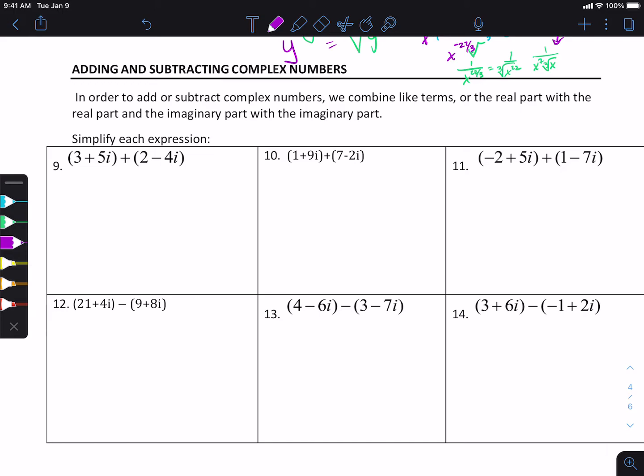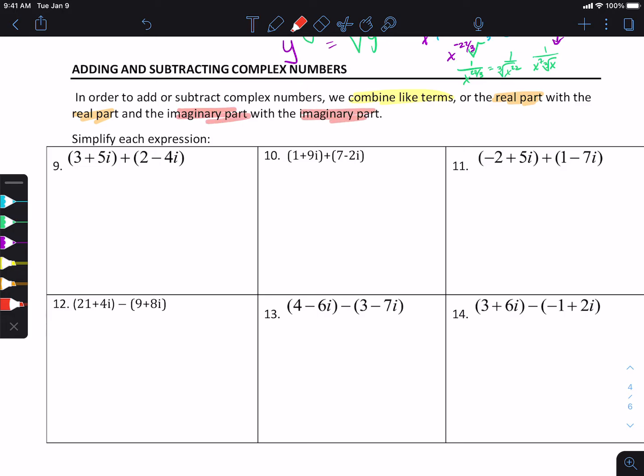We're going to look at how we can do adding and subtracting with complex numbers. Adding and subtracting with your complex numbers is much like adding and subtracting with polynomials or adding and subtracting with your radicals. What you're doing is you're combining like terms. Your like terms, in this case, is the real part with the real part and the imaginary part with the imaginary part.